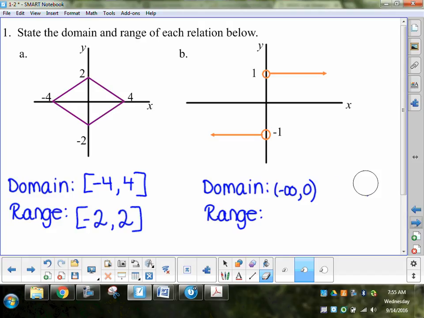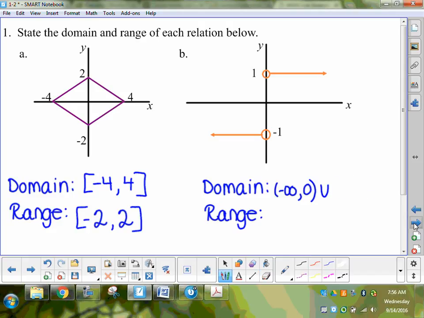Now, over here for the second piece, we're going to have a U between them. That's the union of sets. And then it resumes again at 0 out to positive infinity. Now let's ask this question. What value is not in the domain then, looking at that? Everything but 0. Now, looking at the range is where it gets fascinating.